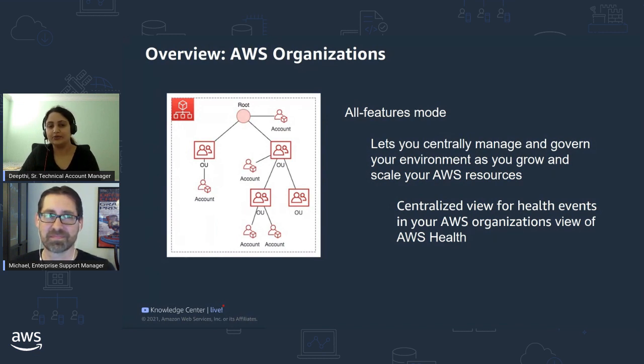As I promised earlier, I'm going to give you a quick overview of AWS Organizations. This is a huge capability that we have released, but I really want to bring your attention to using Organizations and leveraging it in the context of AWS Health. On the slide, you can see that I've listed all features mode. In short, there are two modes in which AWS Organizations operates. One is the consolidated billing mode, and the other one is the all features mode. And in my demo and going forward, I'm going to leverage the all features mode.